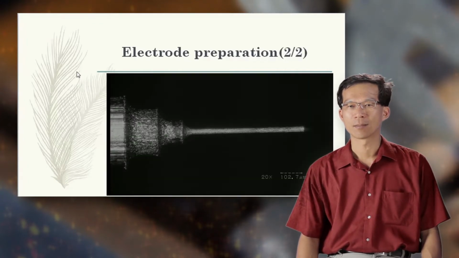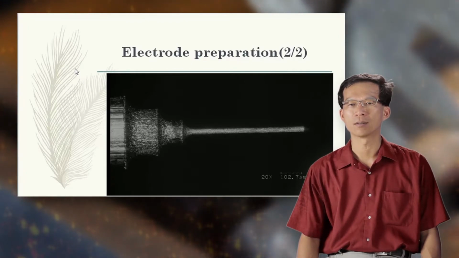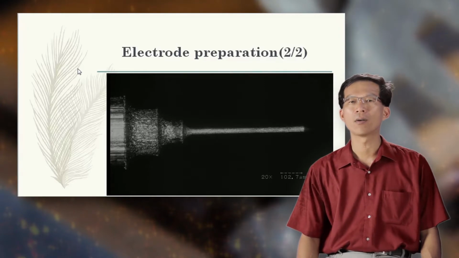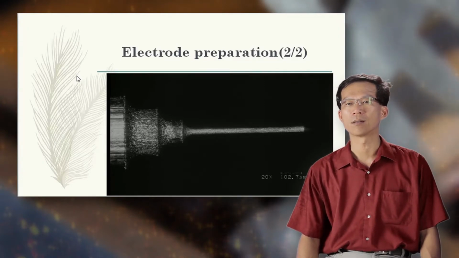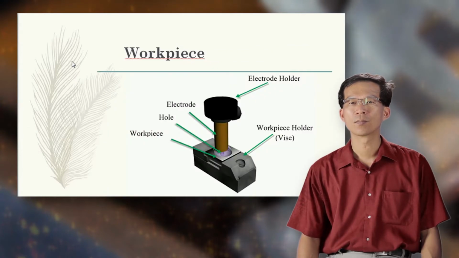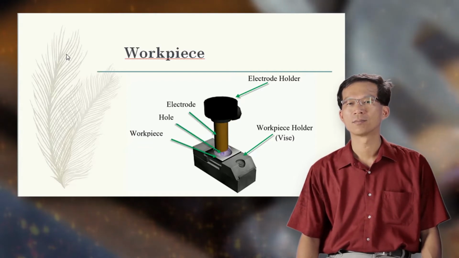This is another example. The material of the electrode is tungsten, which has a high melting point. This component can be used as an electrode for the micro-EDM technique, or it can be used as a micro pin with a diameter of 25 micrometers and a length of 300 micrometers. During the micro-EDM process, the workpiece is fixed at the holder.